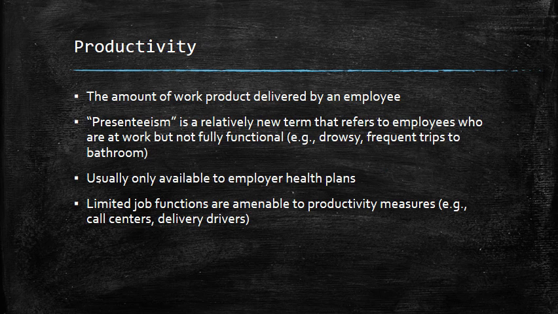Another atypical source of data for payers is productivity data. Productivity is the amount of work product delivered by an employee, usually per unit of time or some other unit of service. A relatively new term in this area is presenteeism. An employee is present, they're physically at work, but they're not fully functional. They could be drowsy from medications they're taking. They could have to make frequent trips to the bathroom. For whatever reason, the medical condition allows them to be at work but not fully functional.